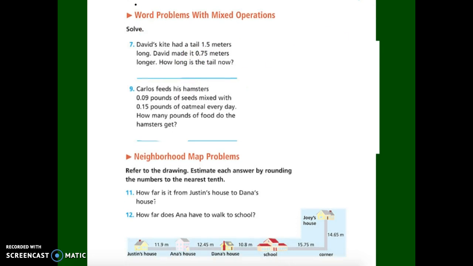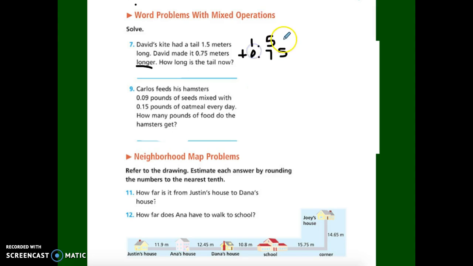It says, David's kite had a tail that was 1 5/10 meters long. David made it 75 hundredths meters longer. How long is the kite now? So I know if it says longer that I'm adding. So I'm going to add my 1 5/10 tail plus my 75 hundredths tail. I'm going to add those together and figure out how many total meters I have together.